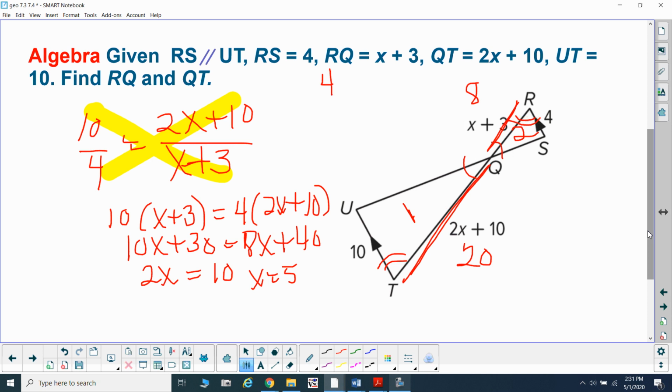Now let's try our proportions. So let's go back. Little triangle over big triangle should equal little triangle over big triangle. Well, you see that it's just a scale factor of 2, or 1 to 2. So we definitely figured that out right. So x is 5, and we figured out our q is 8 and qt is 20.